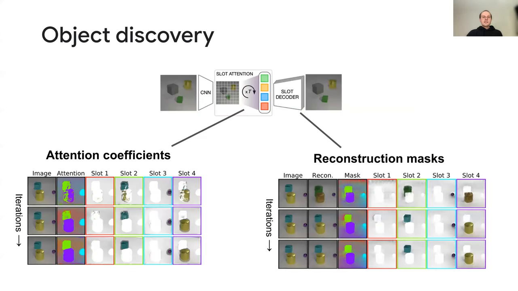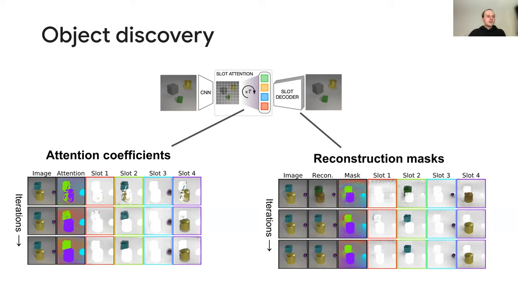And one thing that's interesting to look at in this architecture is how it learns the routing over the number of iterations. So this is already late in training now. We look at one of those models and we visualize basically what happens, both in terms of the attention coefficients in the encoder of slot attention and also in the reconstruction mask, which are these alpha masks in the decoder, including the per slot reconstructions.